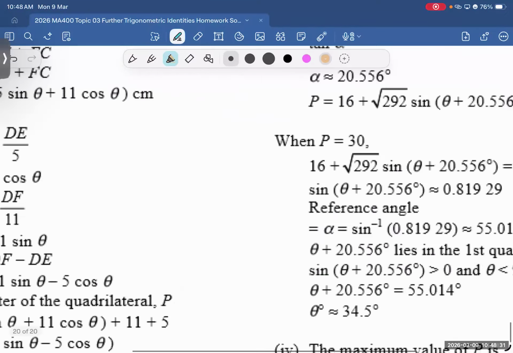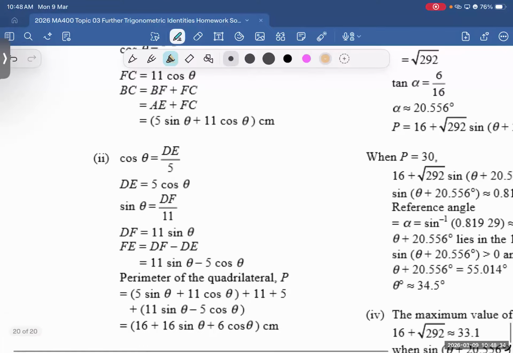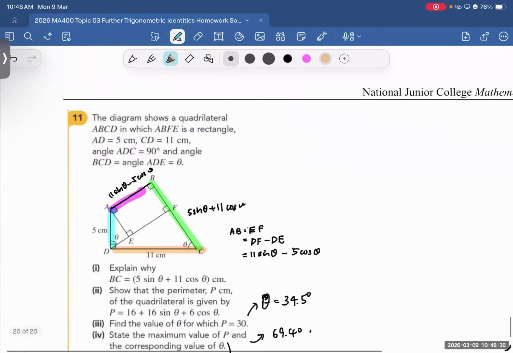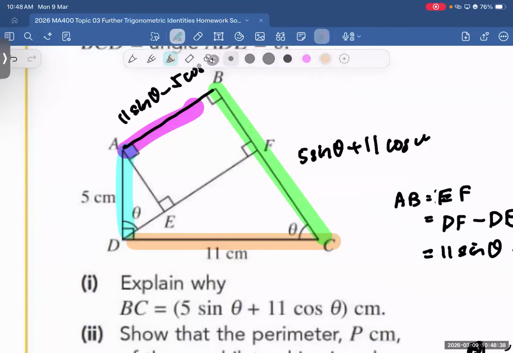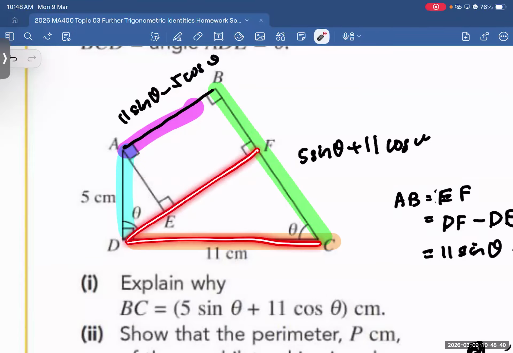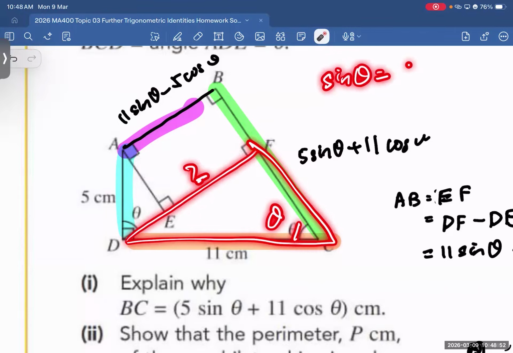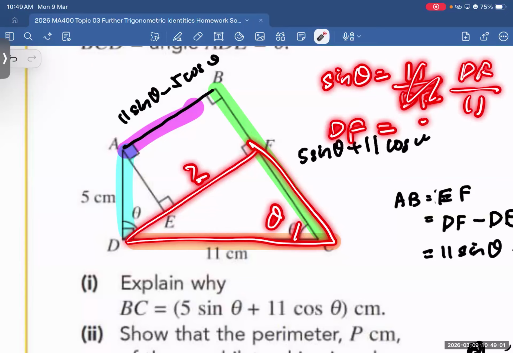How do you get the 11 sine theta? Okay, because I see this. If I look at this now, this is theta, right? Let's say I call this F. You can see that sine theta is DF over 11. So DF is 11 sine theta.